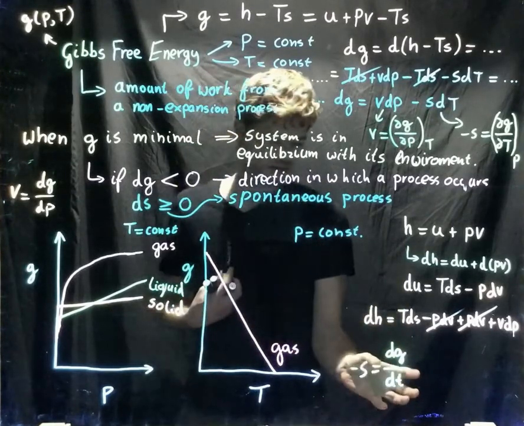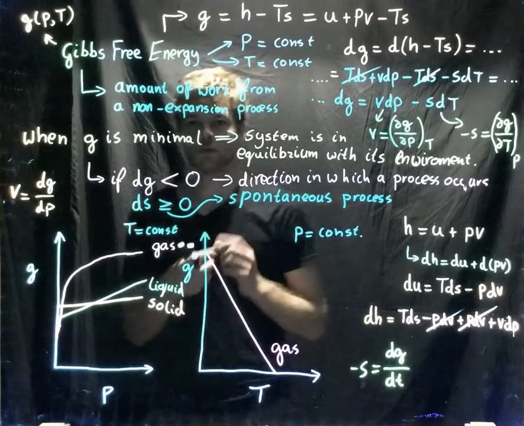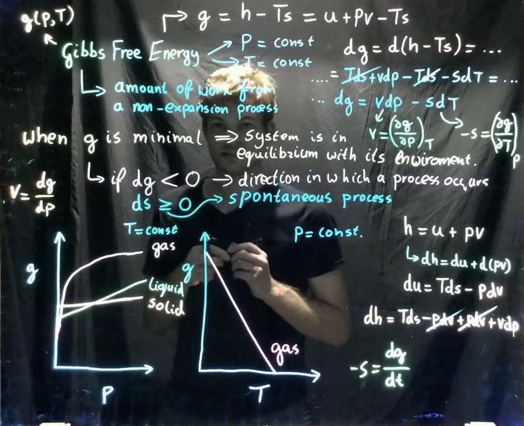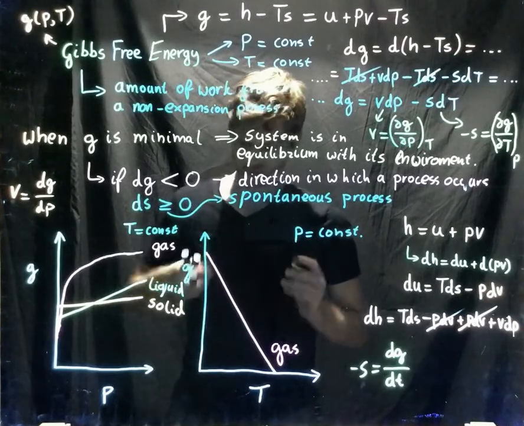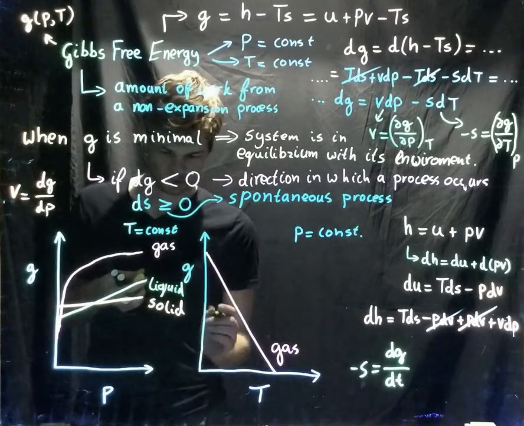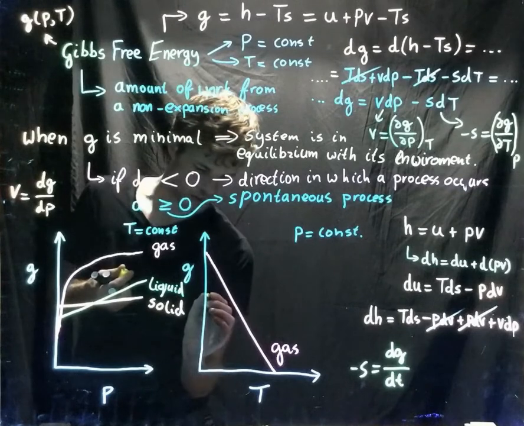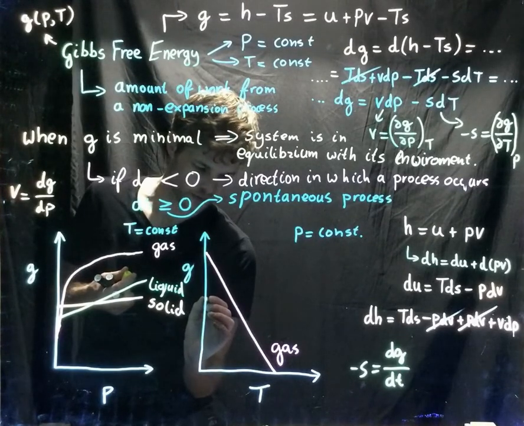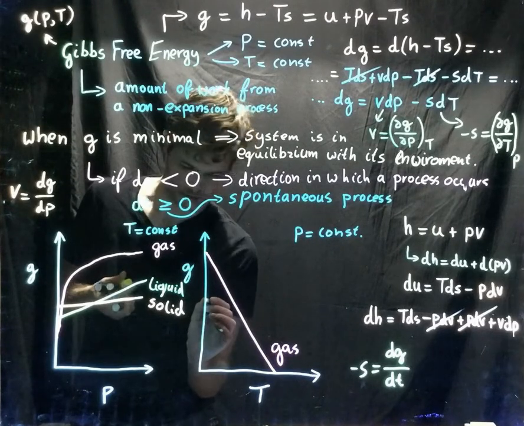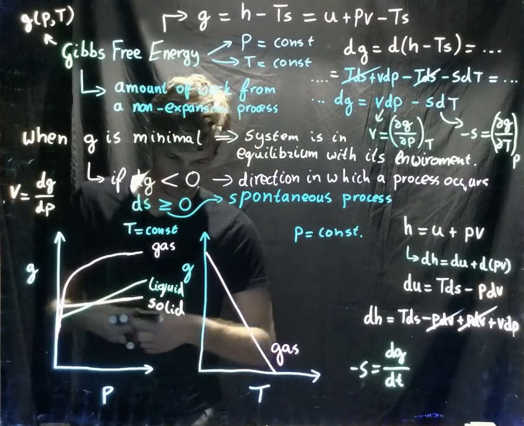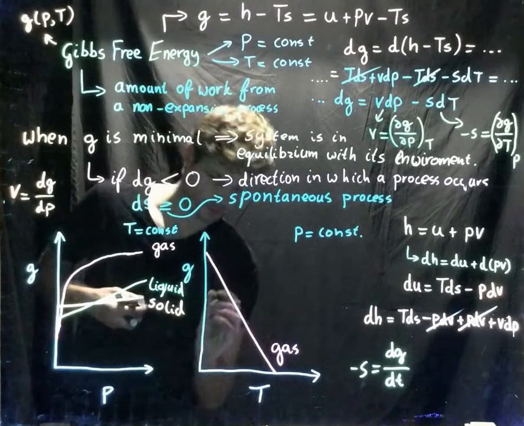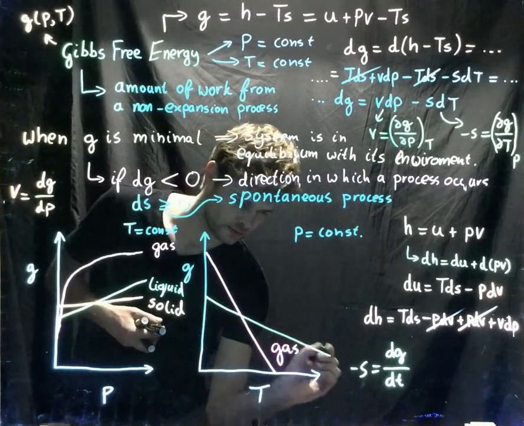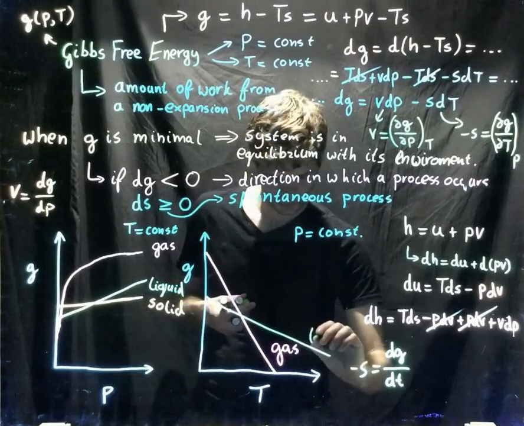So for a liquid, the entropy will be slightly lower, so less chaos, to put it simply. So the rate of change is slightly less steep, so it will look like this. So here we've got the liquid.